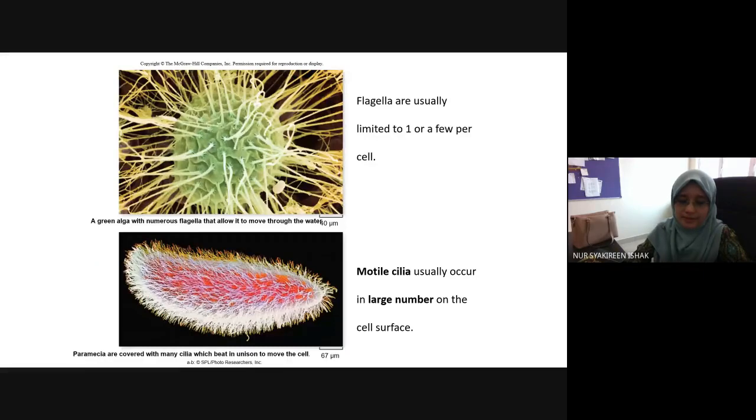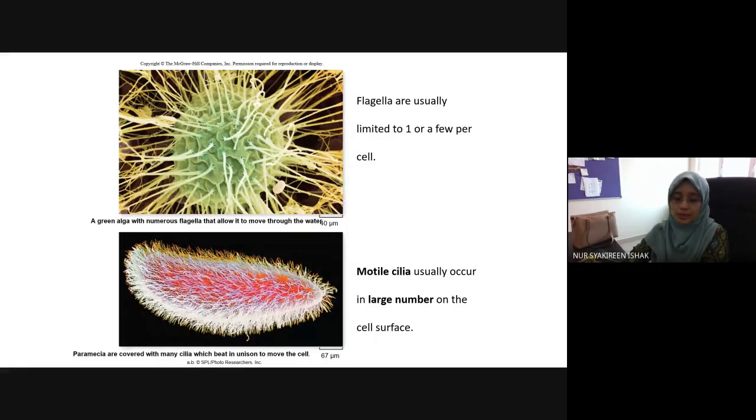Okay, so paramecium, as you can see on the surface, it will have many cilia. Okay, so this helps the paramecium to be able to swim across the water. And then this flagella will have various numerous flagella.